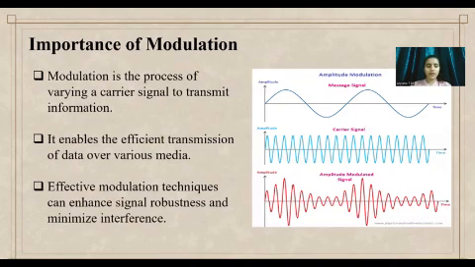Importance of modulation. Modulation is the process of varying a carrier signal in order to transmit the information. As we can observe in this image, there is a message signal, a carrier signal, and an amplitude modulated signal, which shows the waveforms of amplitude modulation. It also enables efficient transmission of data over various media. Effective modulation techniques can enhance signal robustness and minimize interference.